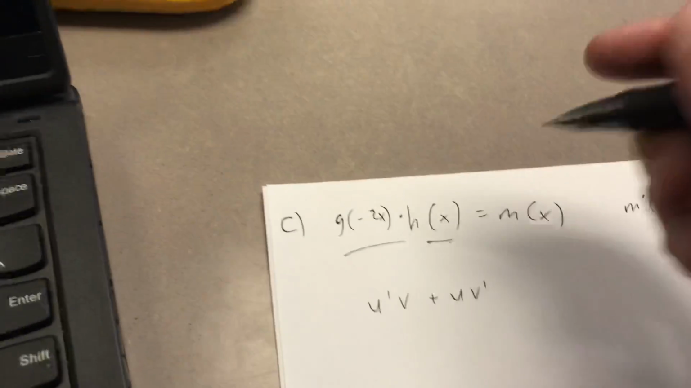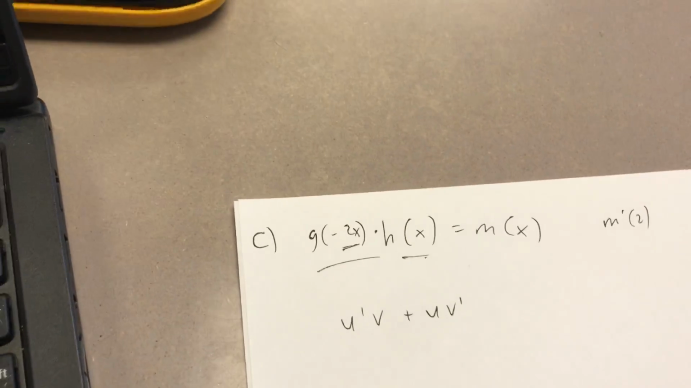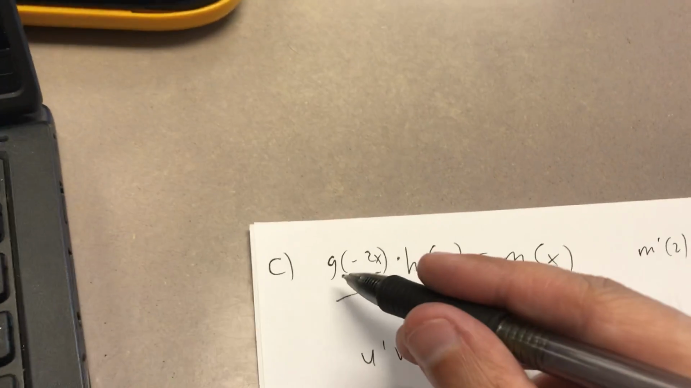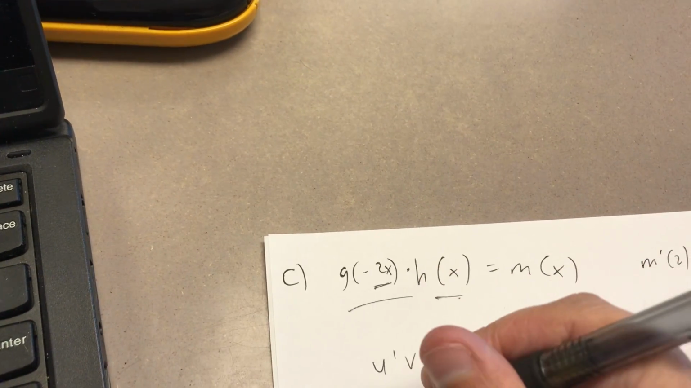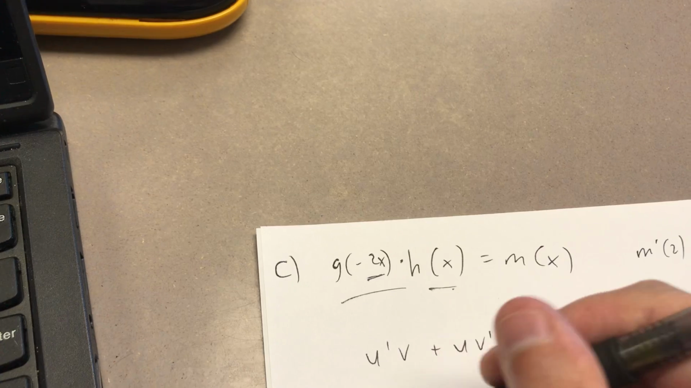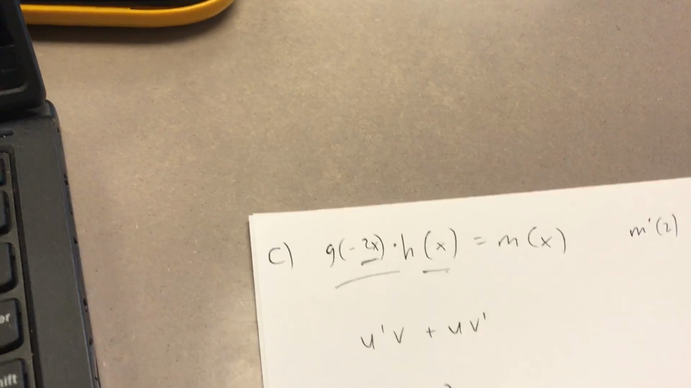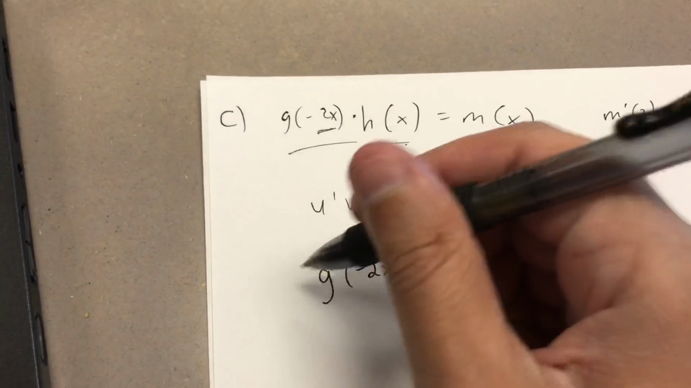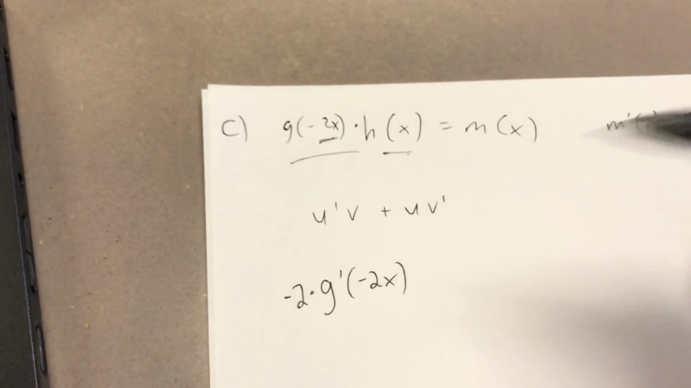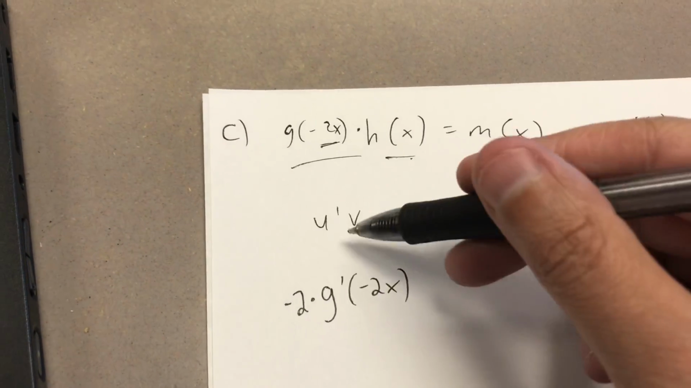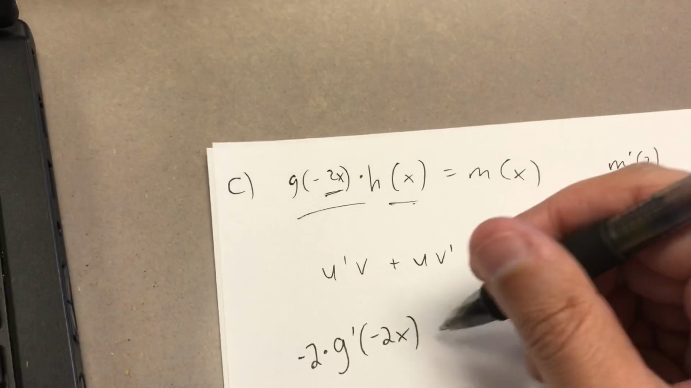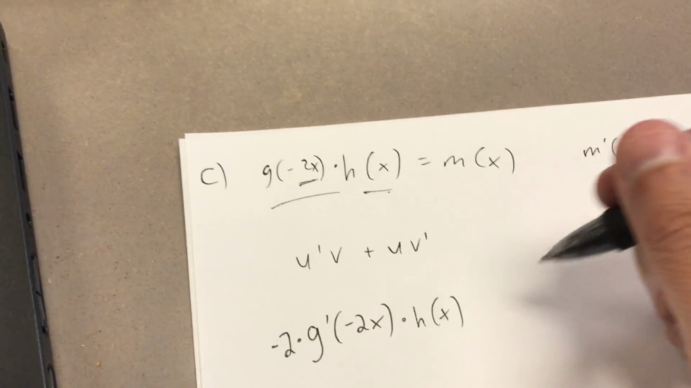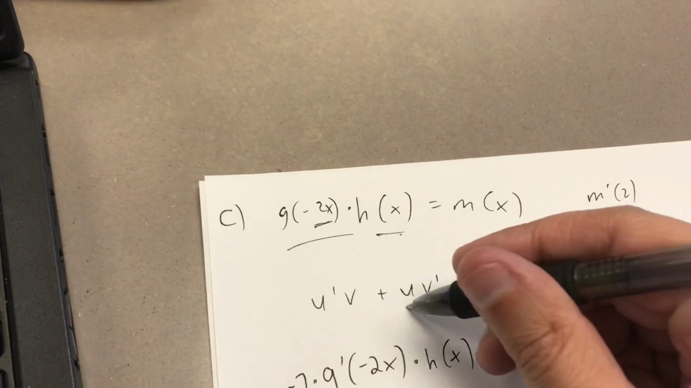And of course, we also have an inside function here, so we're going to have to pay attention to the chain rule. So how do you take the derivative of something? You take the derivative of the outside function, that's g prime. The inside function doesn't change, so that's negative 2x. You multiply by the derivative of the inside function, which is negative 2. So derivative of the first term, which we just did, times the second, so that's going to be times h of x.